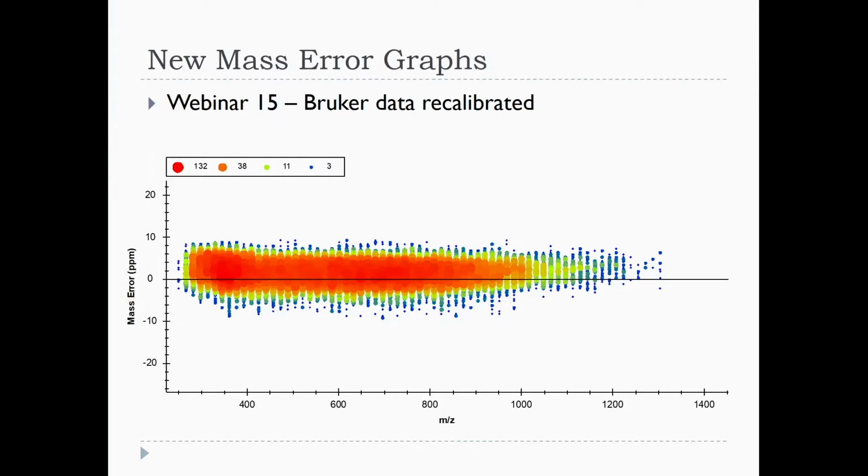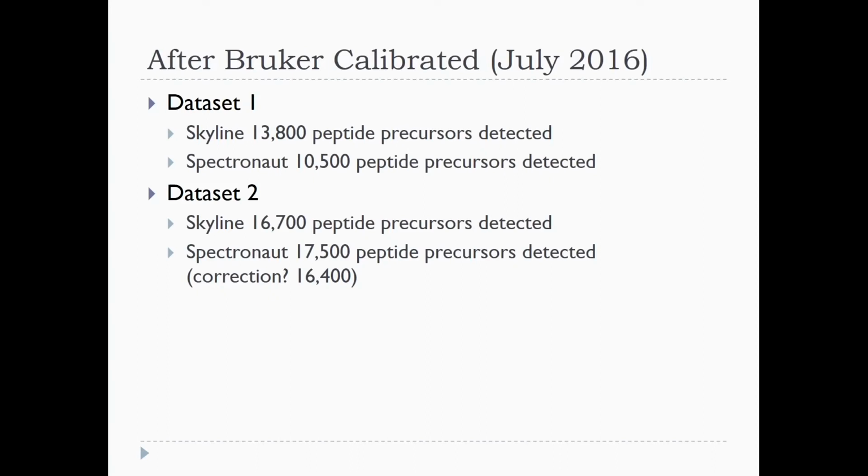And we run this tool, they sent me back the data, and it looks like this. And then Skyline did much better on that. So now Skyline ended up getting 13,800 peptide precursors detected in data set 1. My hypothesis is maybe it has to do with the vendor recalibration. Maybe the recalibration doesn't always work as well as the vendor's. But it did not turn out that way; the vendor-recalibrated data set 2 actually gave me lots better.